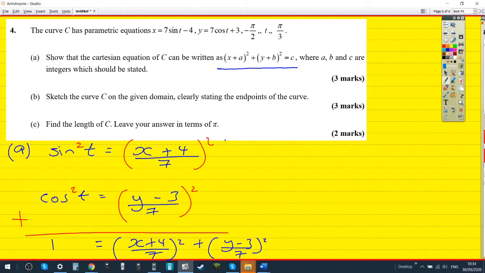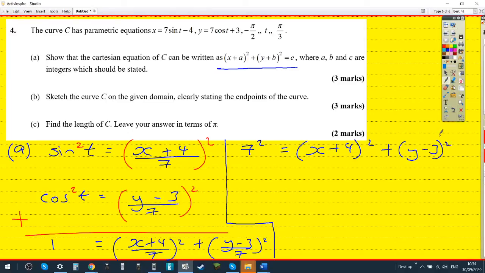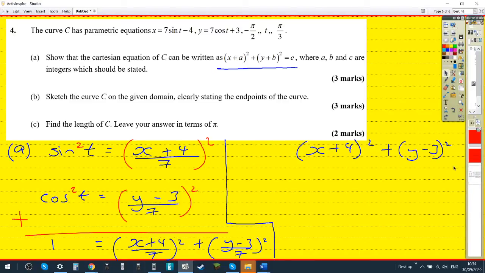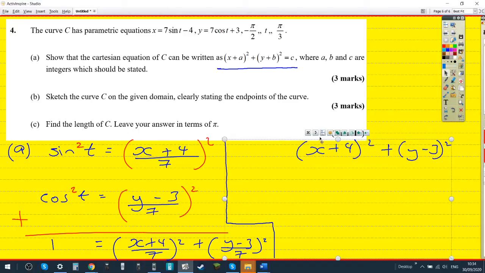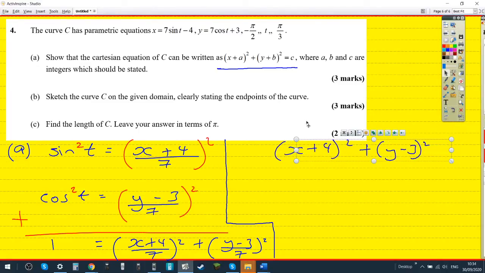Oh, do I then need to just get rid of the denominator, I think. Yeah. So can I just do 7 equals x plus 4 squared plus y minus 3 squared? I believe it is 7 squared equals x plus 4 squared plus y minus 3 squared. And in fact, they wanted the 7 squared on the other side. It's because it's a fraction, everything is squared. They're both squared. So you just put the equals 7 squared on the other side.